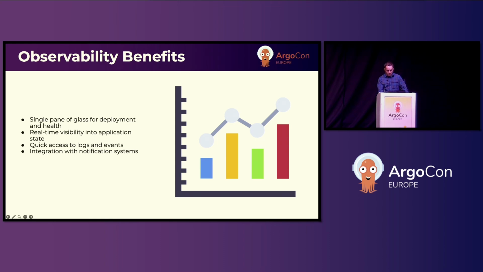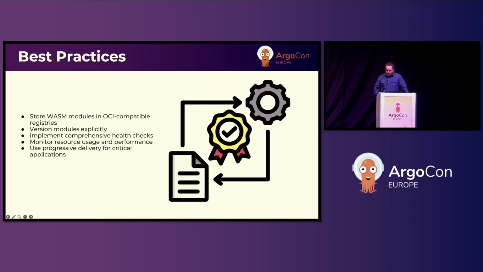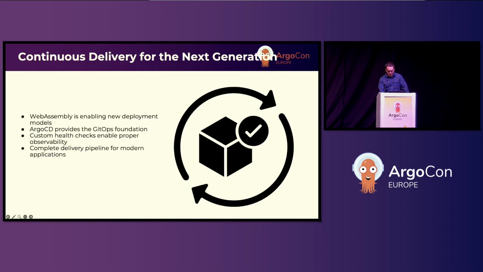and complete the feedback loop that bridges the gap between code changes and production deployments. Some best practices based off some of our experiences with WebAssembly deployments. Make sure, like Radu was saying, that you're using an OCI-compatible registry for everything. Always explicitly version your modules, much like you've seen in continuous delivery best practices all around. Implement comprehensive health checks, both with ArgoCD and in your infrastructure. Allow yourself to monitor, and as you get into the rest of Argo, you can also dive into progressive delivery approaches as well.